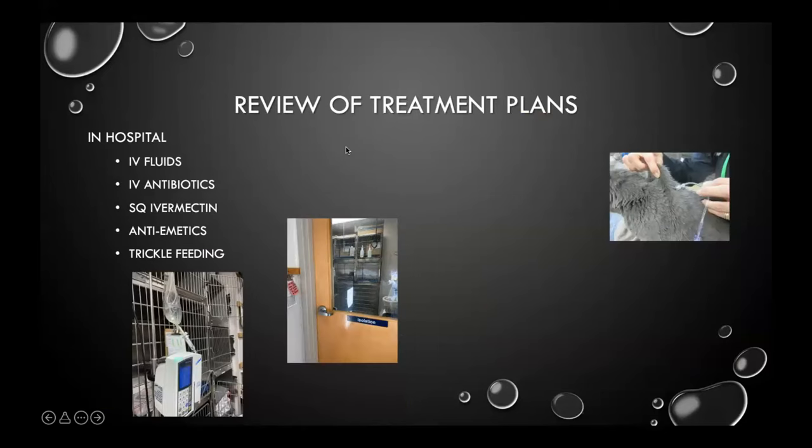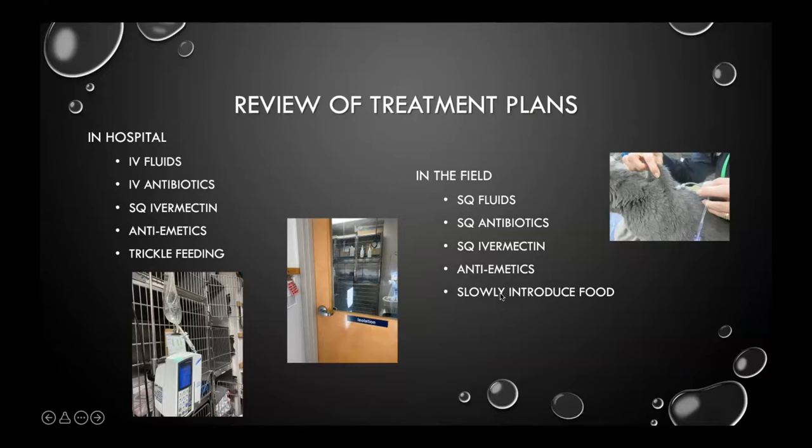In the hospital, we'll put them on IV fluids, IV antibiotics, give them sub-Q ivermectin, get them on antiemetics and trickle feed. That's the ideal situation if you can get them in the hospital. This is our hospital isolation room. We have a separate area in the hospital that's away from our normal hospitalized patients where we will put dogs with parvo, just to prevent anybody else, especially the other puppies coming in, from getting it.